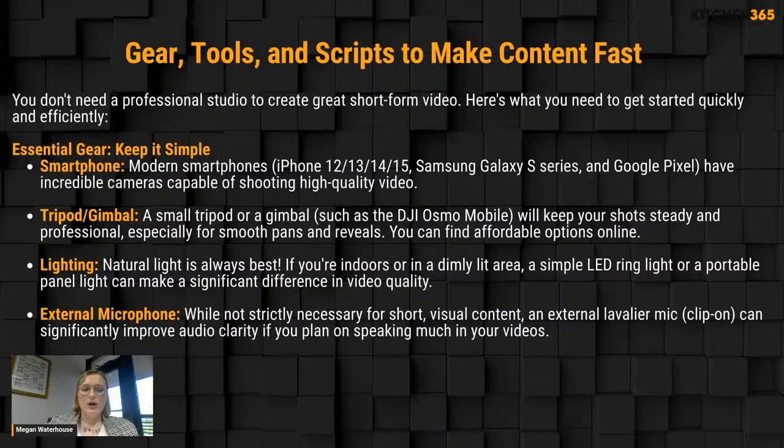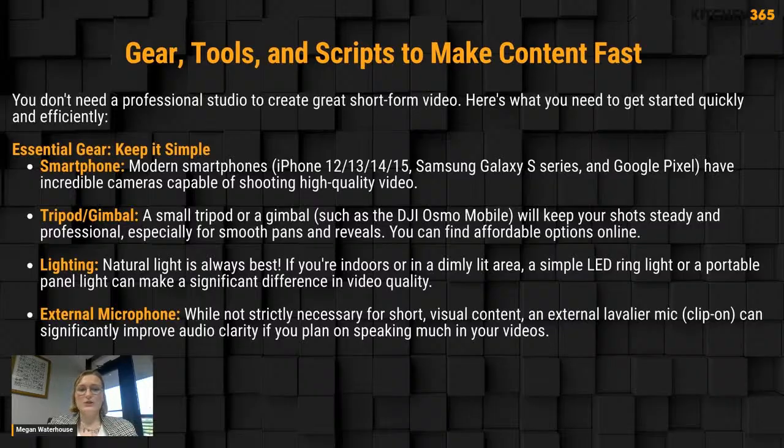Next is a tripod or a gimbal. So a small tripod or gimbal will keep your shots steady while you film, especially for pans and before and after reveals. Those are really key to have, and you can find super affordable options on Amazon.